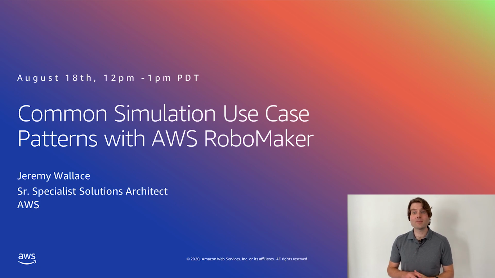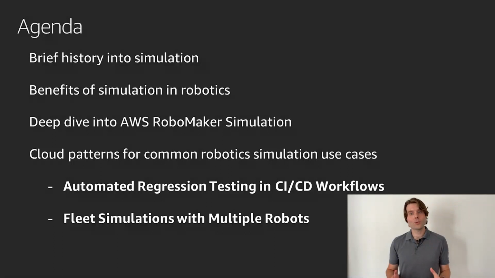I'm excited to dive deep today into AWS RoboMaker simulation and discuss some common use case patterns for using cloud computing in robotics development. Today, we'll start with a quick history and introduction into the benefits of using simulation in robotics. Then, we'll deep dive into running simulations in the cloud with a couple demos on how to use AWS RoboMaker. Finally, I'll walk you through two use cases for running simulations in AWS with RoboMaker: automated regression testing in CI/CD workflows and fleet simulation with multiple robots.